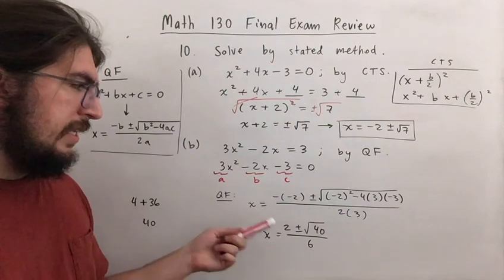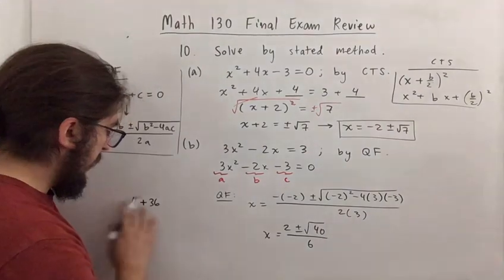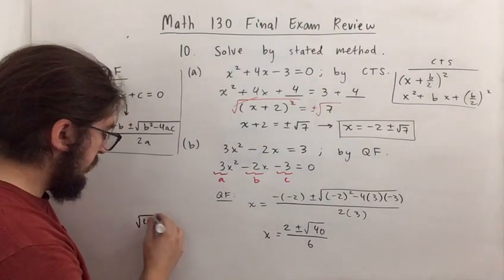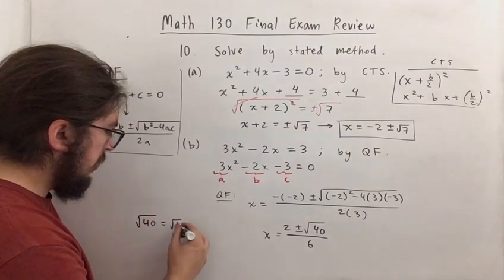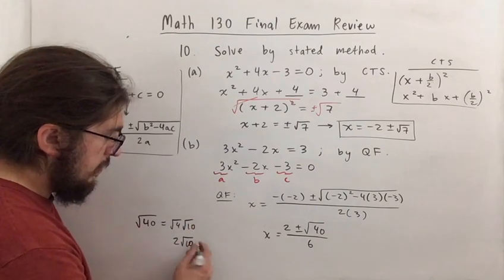So, in fact, 40 is 4 times 10. So let me write this. The square root of 40 is the square root of 4 times the square root of 10. But since the square root of 4 is 2, this is 2 radical 10.